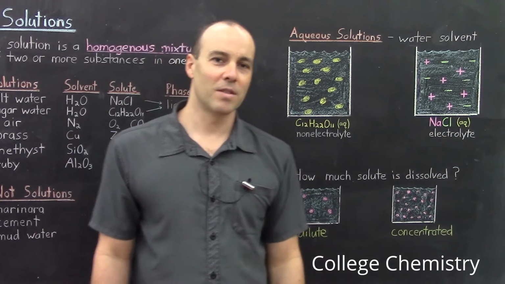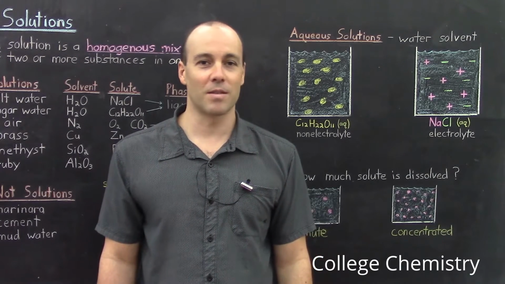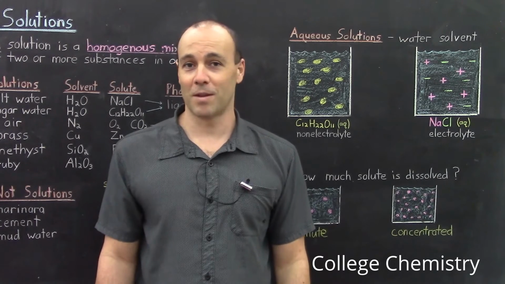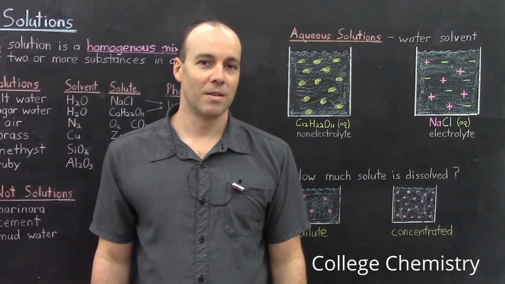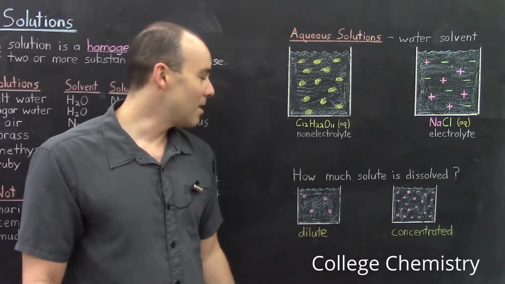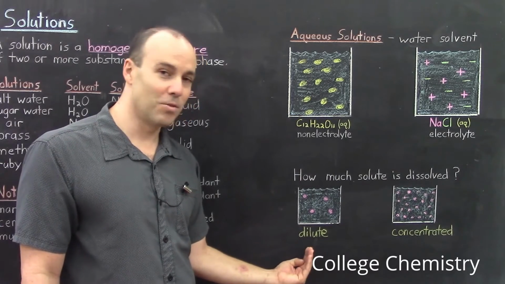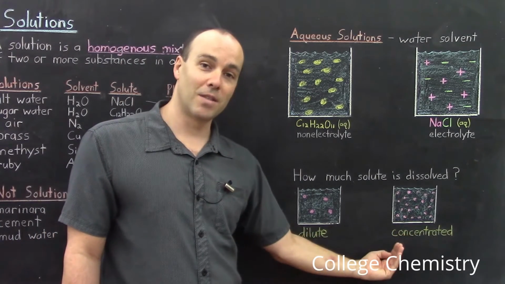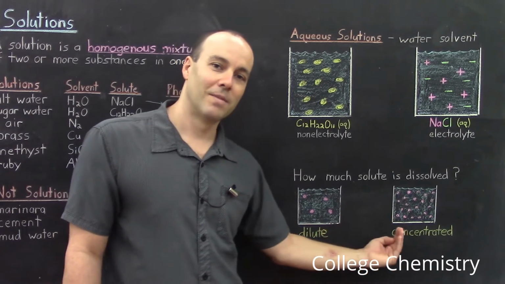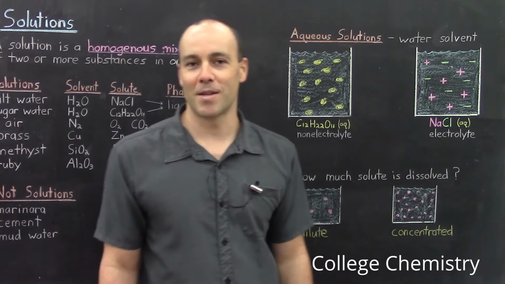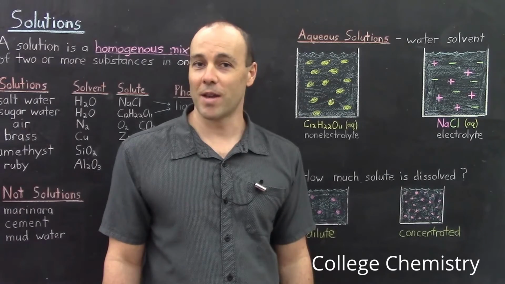Now with solutions, you can ask many questions, and perhaps one of the first questions that you ask is, how much solute is dissolved in the solvent? And there are several answers to this question, and you can take a naive approach and say that there is just a little bit of solute dissolved and call the solution dilute. Or you can say that there is a lot of it dissolved and call the solution concentrated. One or the other. You can probably guess that's not going to be good enough for this course. We need a more quantitative measure of solution concentration.